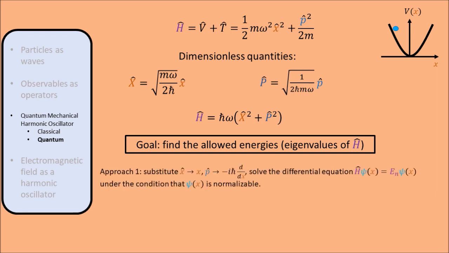One way is to substitute the x and p operators with their representations in the position basis, which transforms the eigenvalue equation into a differential equation that can be solved for psi of x under the condition that psi of x should be normalizable. The other approach, which is the one we will use, is to use ladder operators.